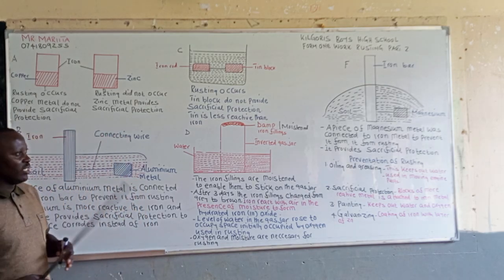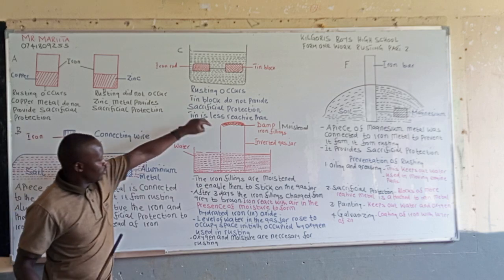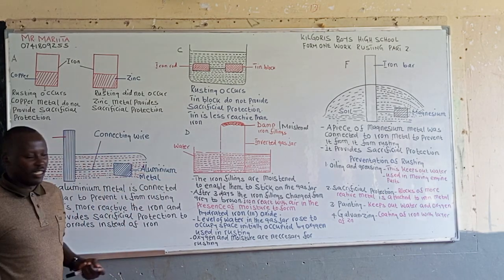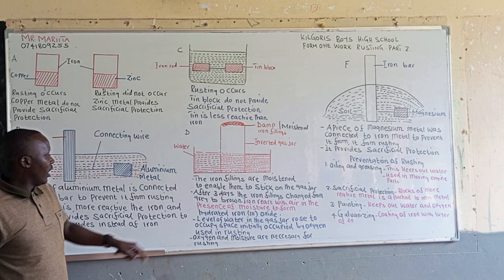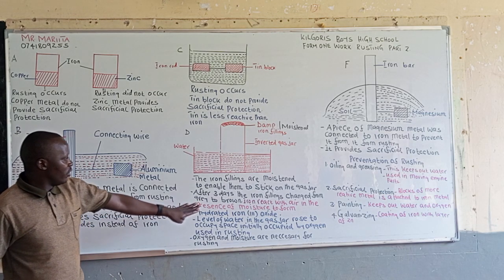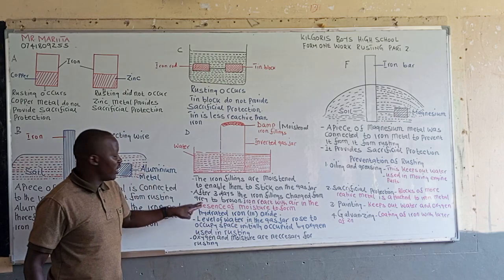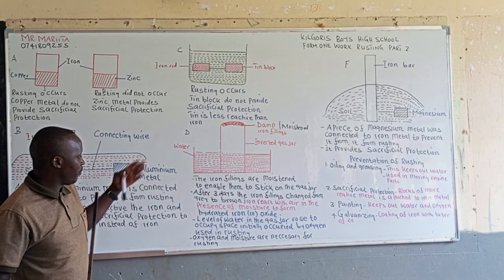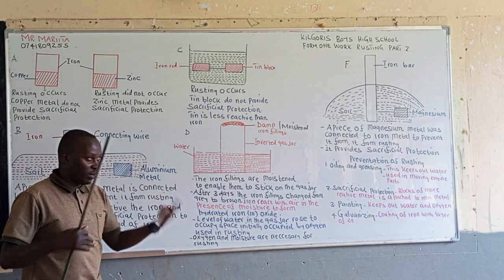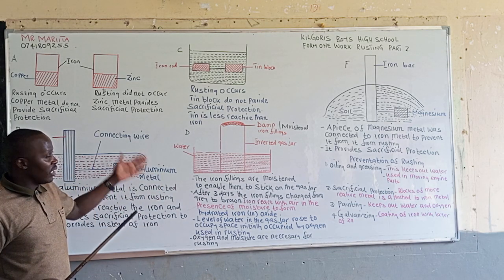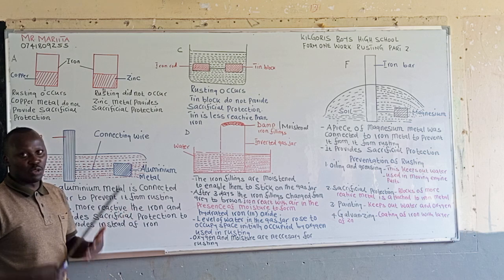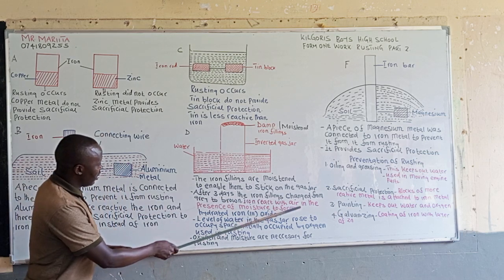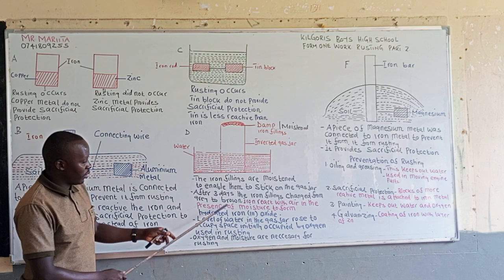Then after 3 days, what observation are we supposed to make from this particular experiment? After 3 days, you will realize that the iron filings change from gray to brown. In this case, they rust because they combine with air in the presence of oxygen. Therefore, they form a brown substance. In this case, we talk of rusting. So after 3 days, the iron filings changed from gray to brown.